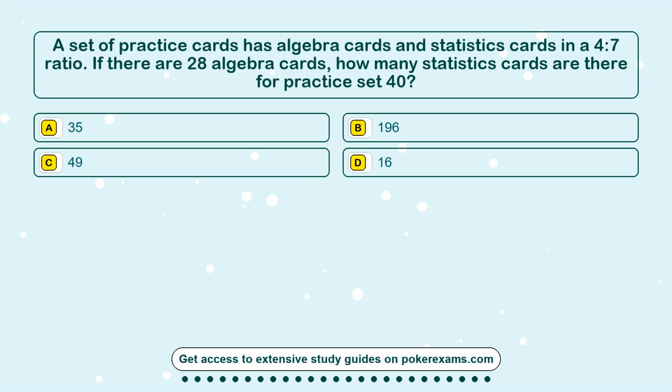Question 4. A set of practice cards has algebra cards and statistics cards in a 4:7 ratio. If there are 28 algebra cards, how many statistics cards are there for practice set 40? Option A 35. Option B 196. Option C 49. Option D 16.